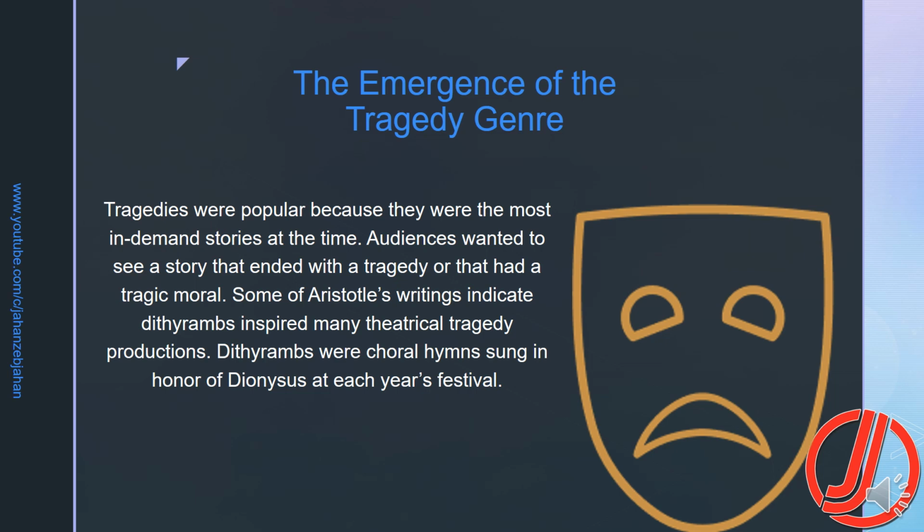So to honor the god Dionysus, they would be writing such hymns which were performed in tragedies, and tragedies were liked by the people because they would give them elements of pity and fear and certain moral lessons.